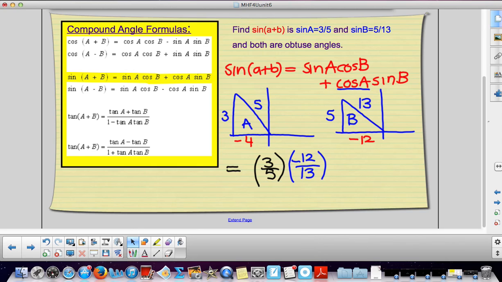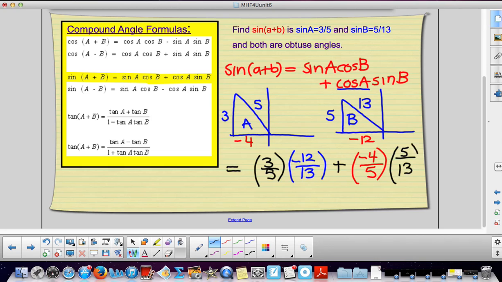plus cos A, and for cos A, I'm looking at the first triangle, I know that cos A is going to be negative 4 over 5, times my sine of B, which is 5 over 13.